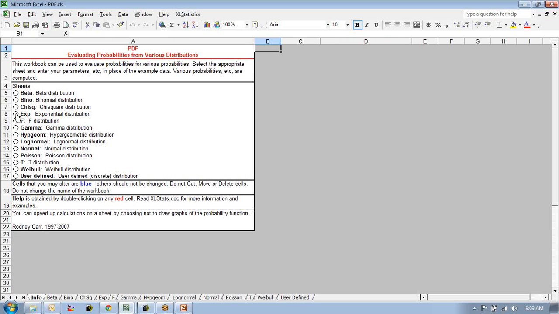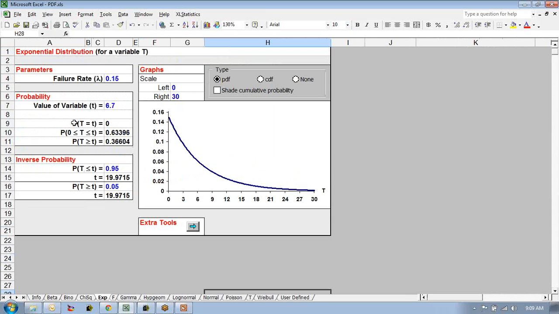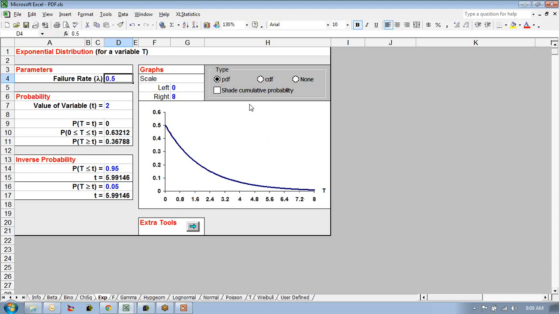Okay, here we are. We're going to go to the exponential distribution. Again, I'll blow this up so we can see it a little bit better. First, let's play around a little bit with this. Let's change the failure rate. What happens if we increase the failure rate from, say, 0.15 to 0.5? Yeah, so it seems like it spreads out. I'm going to go from 0 to, say, 30 to spread it so we can see.